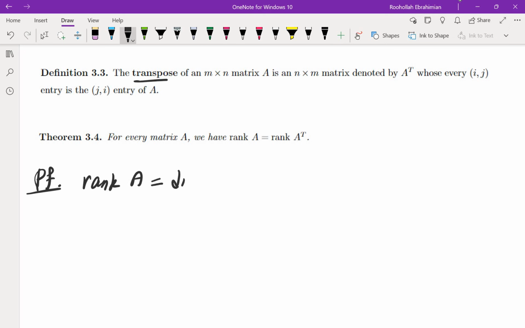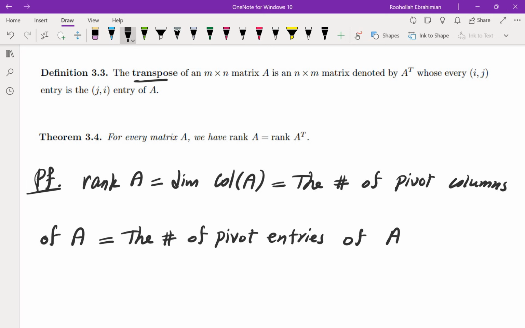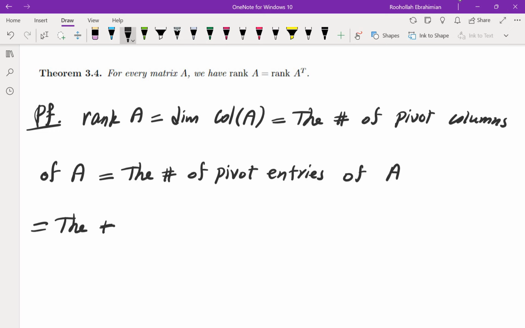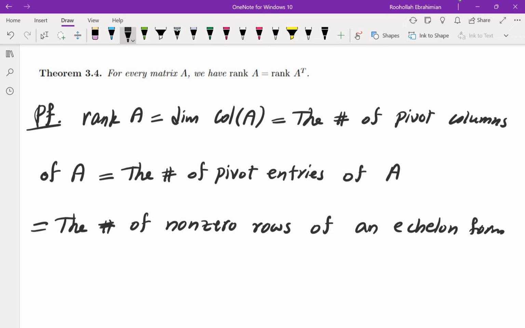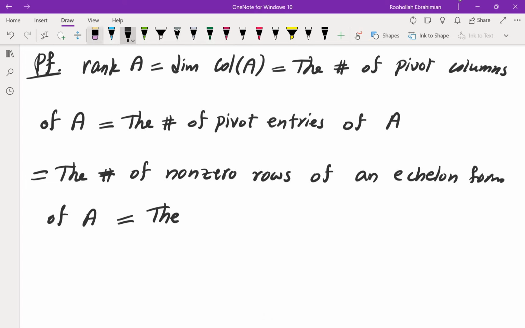So rank of A is the dimension of the column space of A, which is the number of pivot columns of A by the theorem that we just proved. And this is the number of pivot entries. But the number of pivot entries of A is the same as the number of non-zero rows of an echelon form of A. But that's exactly the same as the dimension of the row space of A.